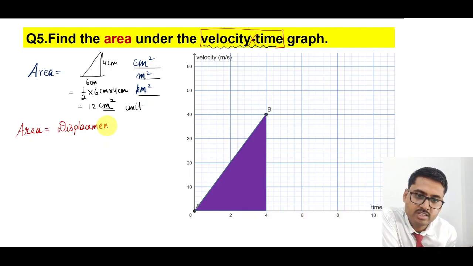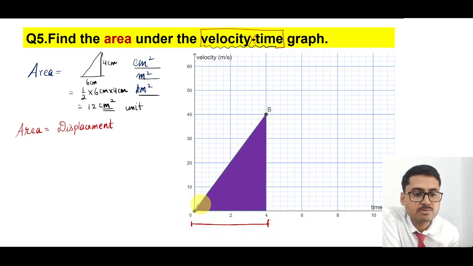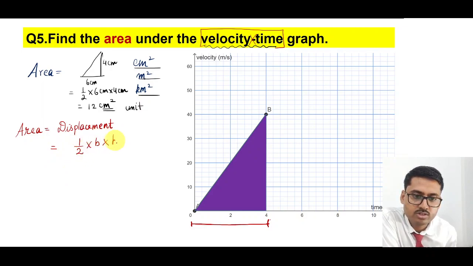It is going to give the displacement of the object between 0 to 4 seconds. So in the 4 seconds, starting from 0 to 4 seconds, what is the total distance or displacement of the object, and that can be calculated by calculating the area. So this is going to basically be half into base into height, because in this case the graph actually encloses a triangle. So we have to apply the formula over here.